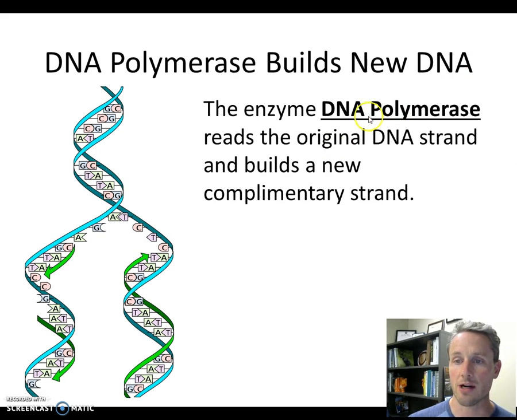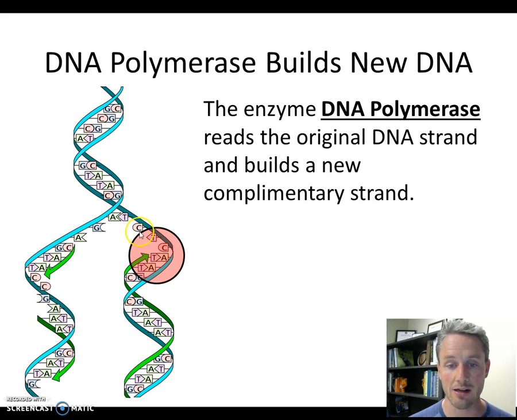So the enzyme DNA polymerase reads the original DNA strand and builds a new complementary strand. If I wanted to show again on the image here where DNA polymerase is acting, I would highlight this spot right here. And in this case, DNA polymerase is looking at this unzipped piece of DNA where there are these unpaired nucleotides, C, T, and then another C. And it's going to grab and then place the appropriate complementary nucleotide into a new strand right across from it.